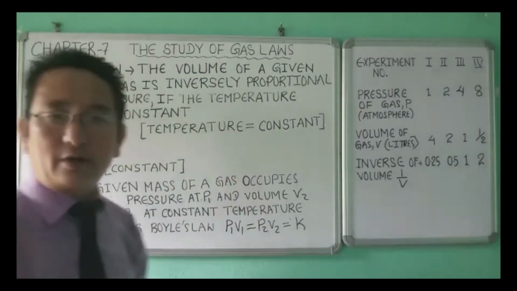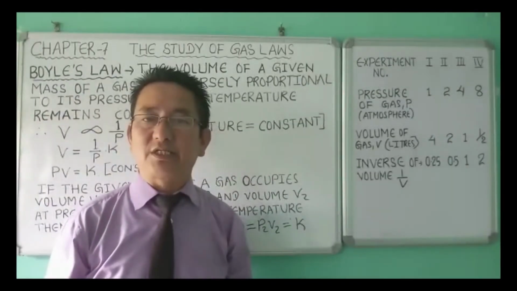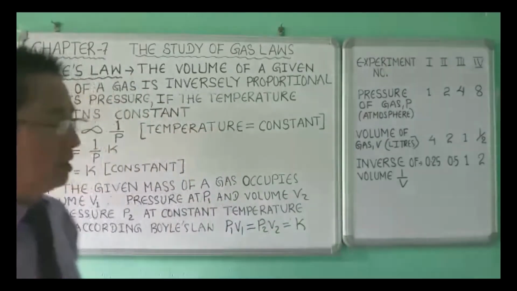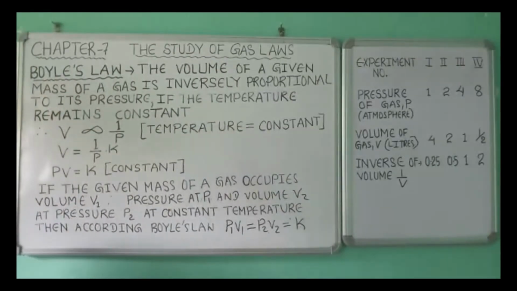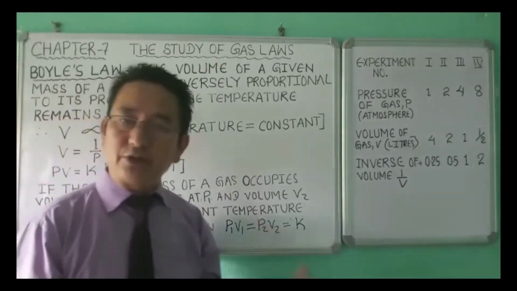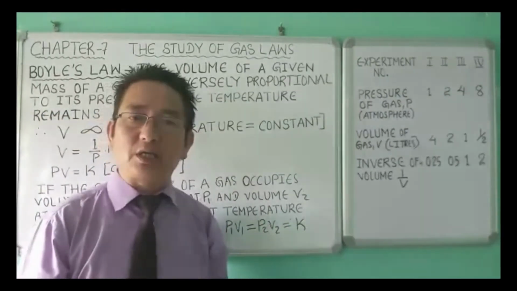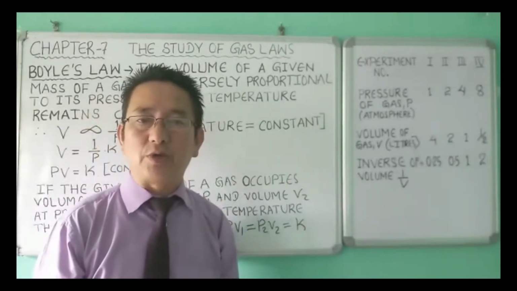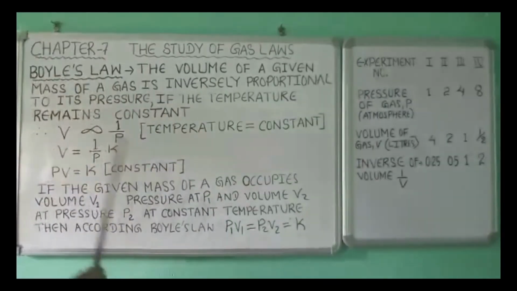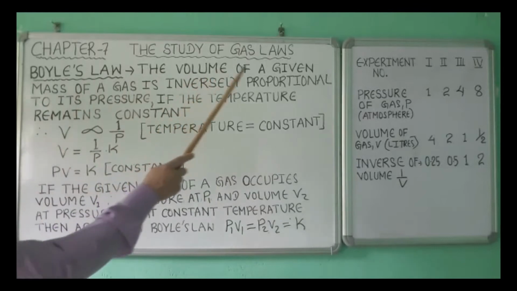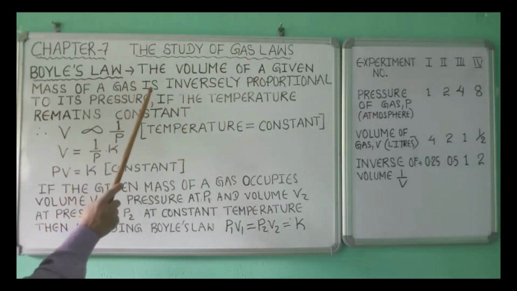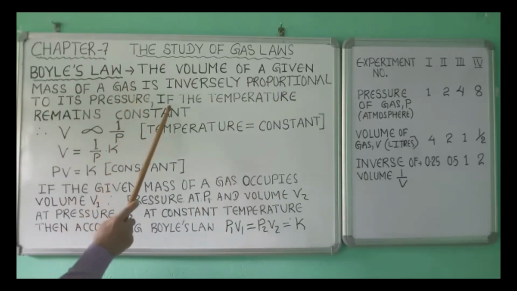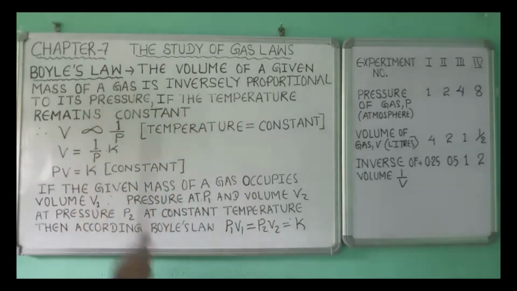For this you can refer to page numbers 117 and 118 in your textbook. Boyle's law states that when the temperature remains constant, the volume of a given mass of dry gas is inversely proportional to its pressure. As you can see here, the volume of a given mass of a gas is inversely proportional to its pressure if the temperature remains constant.